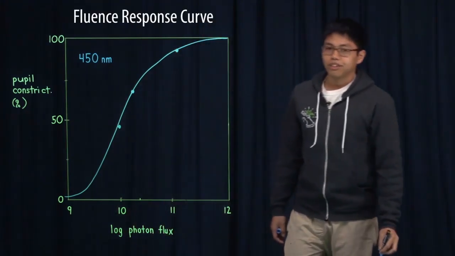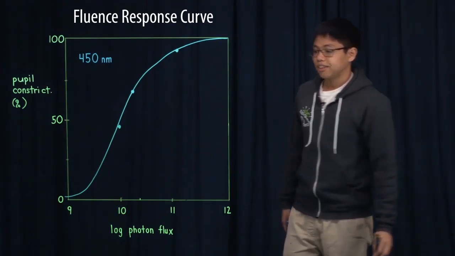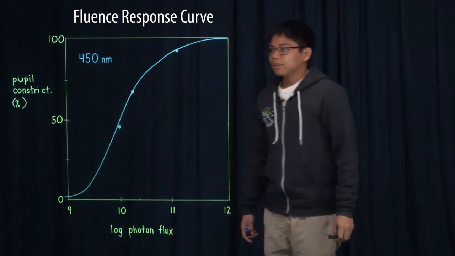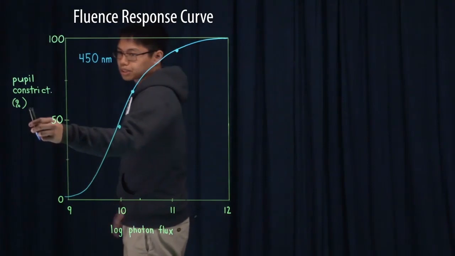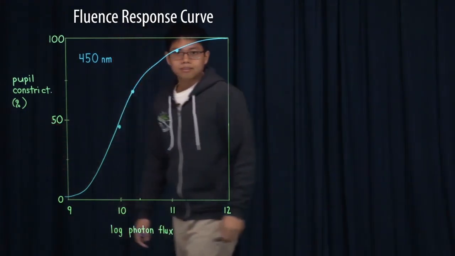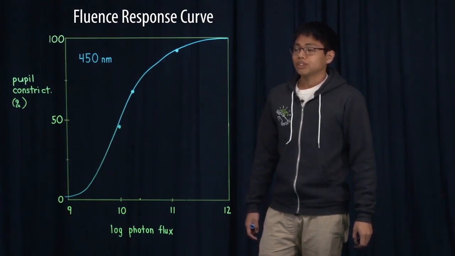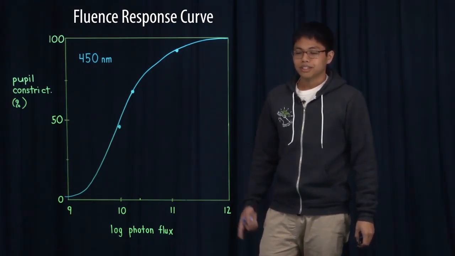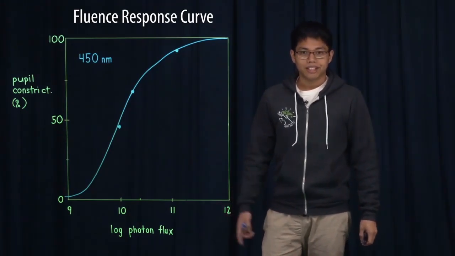A fluence response curve is a graph which plots light intensity on the x-axis, in our case, log photon flux, and a behavioral or physiological response on the y-axis, in our case, pupil constriction in percents. This curve represents many different light intensities of 450 nanometer light. Besides light intensity, no other factors about this light change. This ensures that we can draw accurate conclusions from our data.